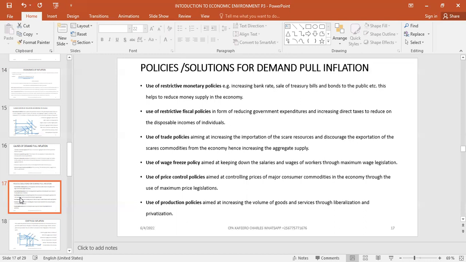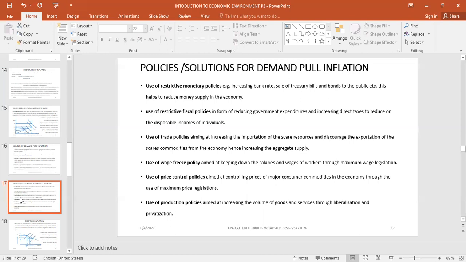is the use of production policies. With these production policies, we are aiming at increasing production. How are we going to do so? We may say that certain statutory organizations, let's convert them to the private sector so that we engage more people to produce goods for personal consumption.